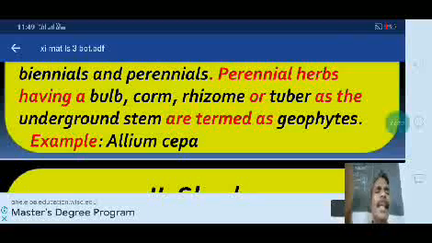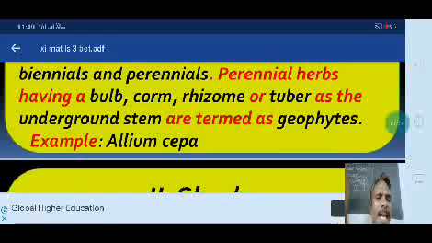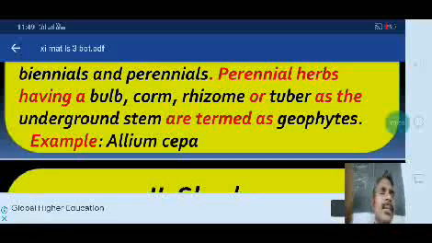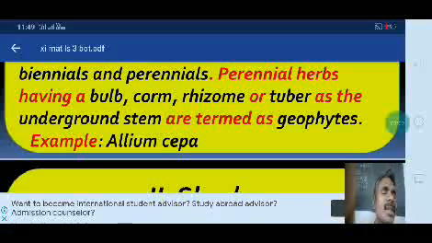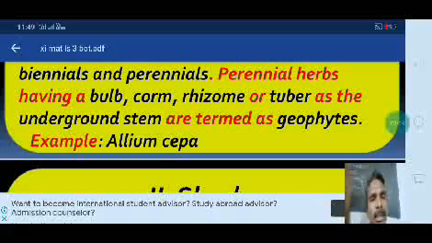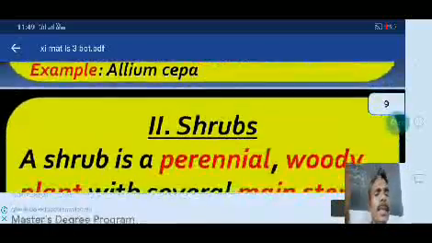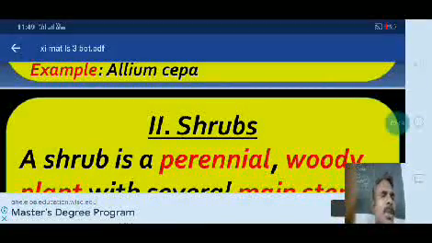Here, the perennial herbs having a bulb-like structure, a corm-like structure, a rhizome or tuber will present an underground stem. These are termed geophytes because these are present at soil level. Example, Allium cepa.